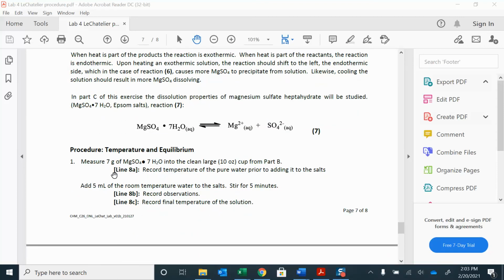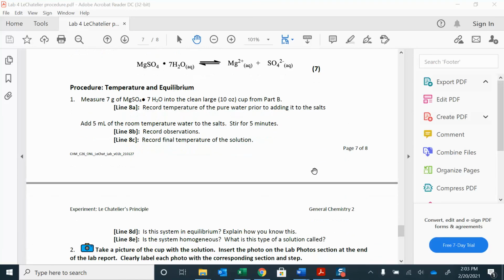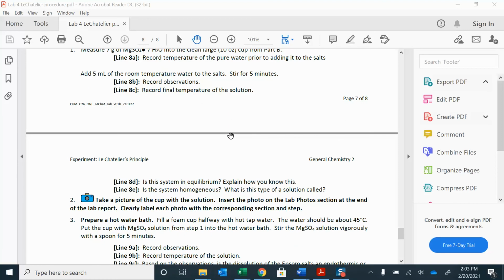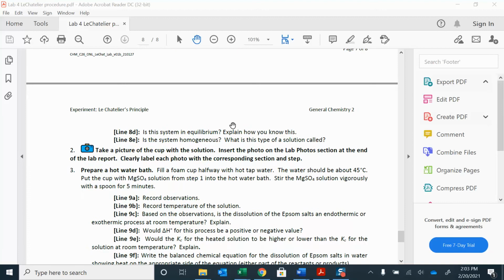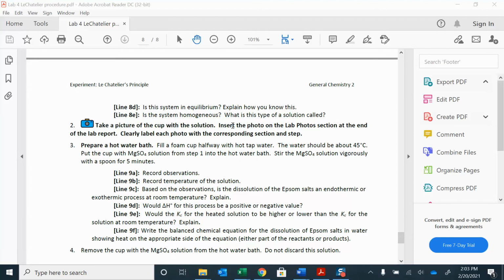So very first thing, you're going to take the 7 grams of your magnesium sulfate heptahydrate and put that in some water. Measure the temperature before and after you make that solution. So you're going to measure temperature changes here. You definitely need your thermometer, and then you're going to look at your system. Is it homogeneous? Is it heterogeneous? That's all they're asking there. Is it completely uniform throughout, or do you see some solid present? Does that make that homogeneous or heterogeneous? Remember those words from Chem 1.